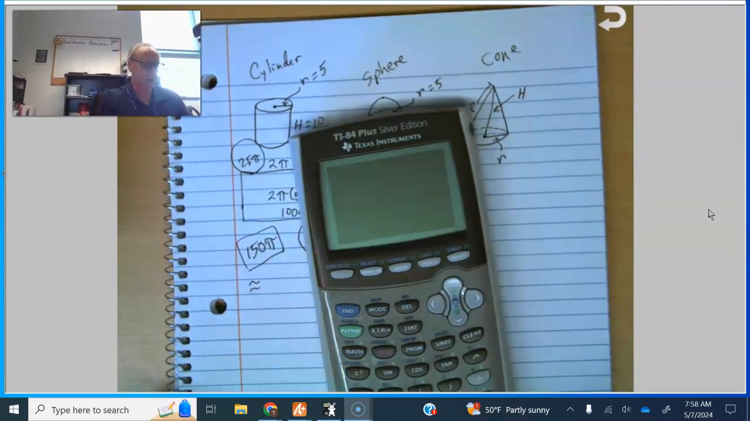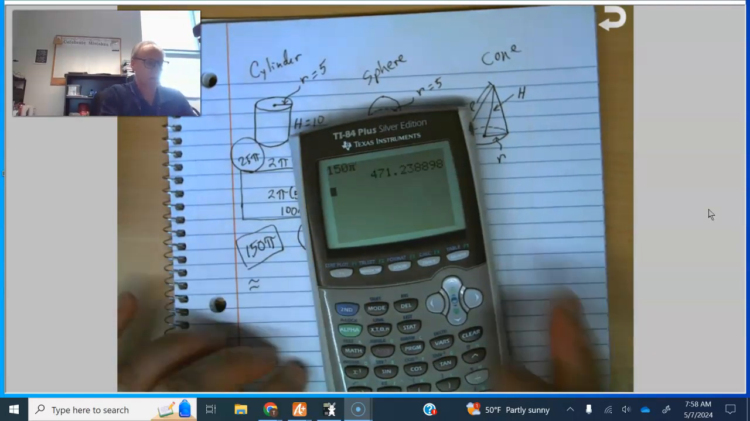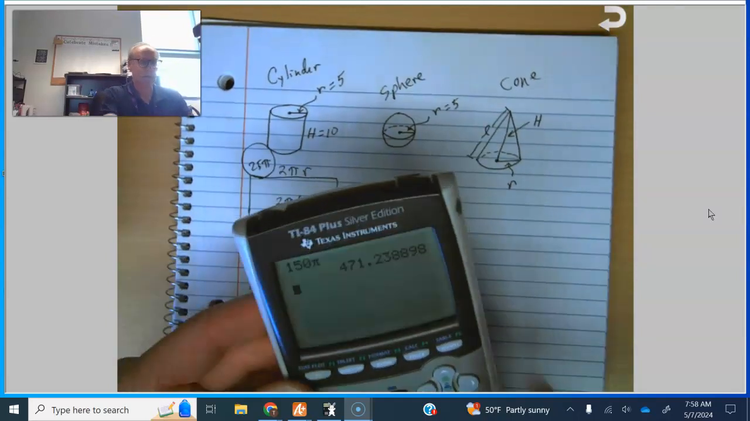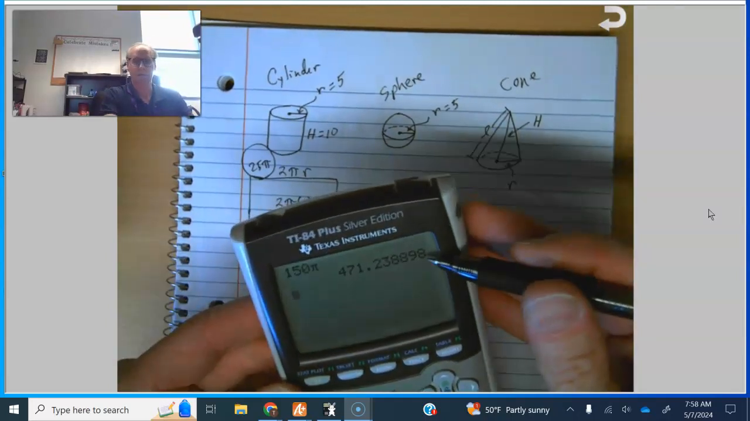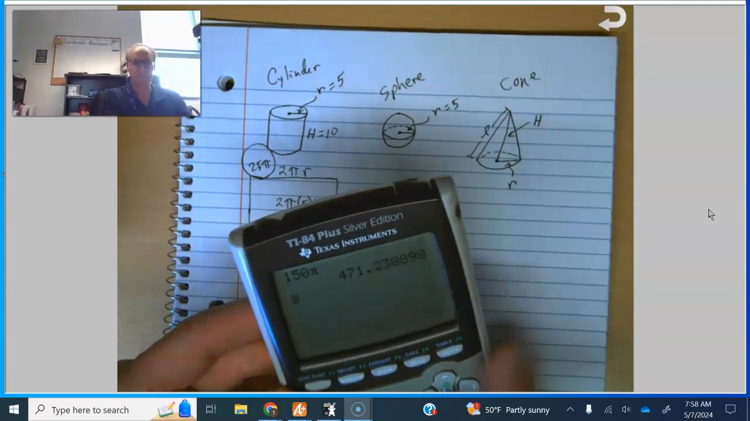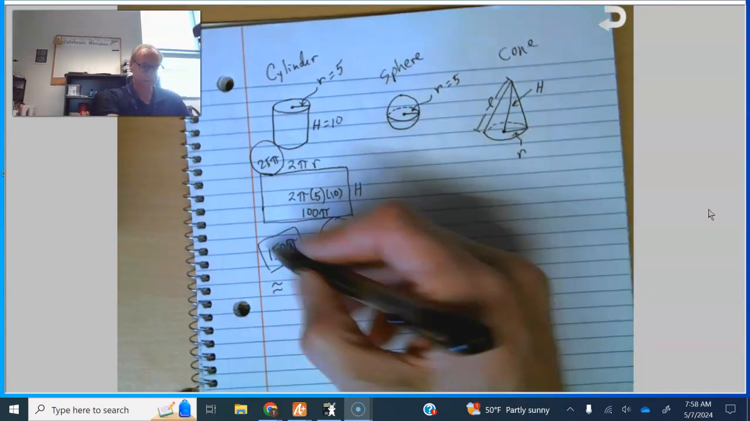I can go ahead and put it in. This is 150 times pi, and we're going to get about 471. This is actually accurate all the way out to here. If I use 3.14, it would only be accurate to 3 places. Anyway, there it is. That's the surface area.